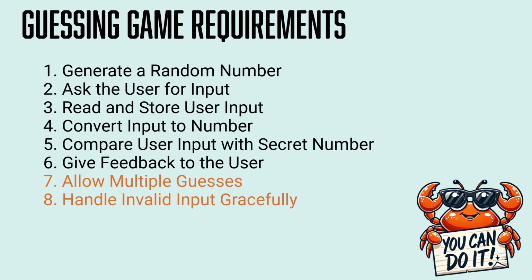Alright, REST agents, in this video we're wrapping up our guessing game by tackling the final two steps: allowing multiple guesses and handling invalid input gracefully. We'll add a loop to keep the game running until the user guesses correctly, and our old friend, the match pattern, will help make sure bad input doesn't break the program.